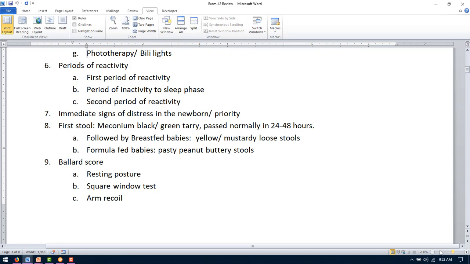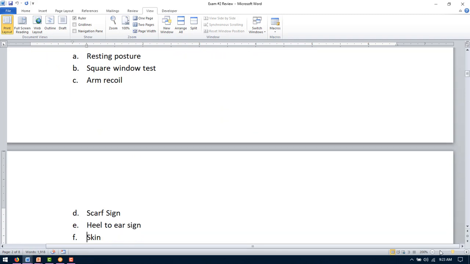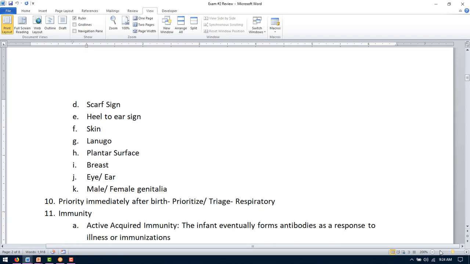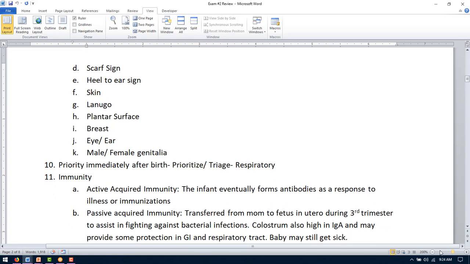Review the different parts of the Ballard score. Resting postures when they're laying flat in a crib. Square window test is when they bend their wrist over and their hand makes a square window. Arm recoil. Scarf sign, where they're holding their arm over to one side. If the elbow crosses midline, they're a preemie. Heel to ear sign, their skin, lanugo, the surface of their feet, their breast bud tissue, their eyes and ears, and their genitalia.